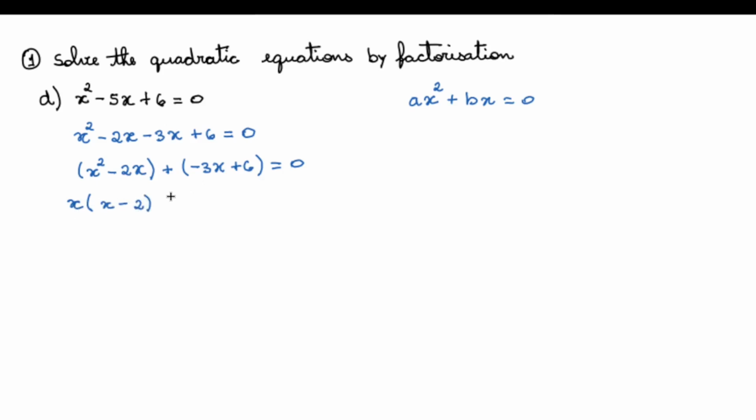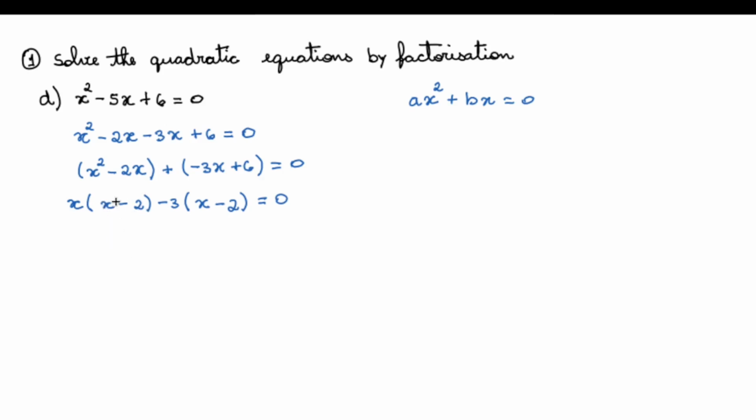and here we can factor out minus 3 as the greatest common factor in this pair, and then minus 3x divided by minus 3 equals x, and 6 divided by minus 3 equals minus 2. Here we can see why we factor out the greatest common factor with the negative sign, because inside the parentheses we got the same factor as before in the first pair.